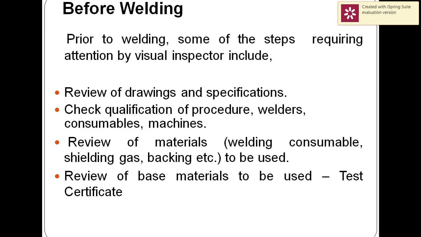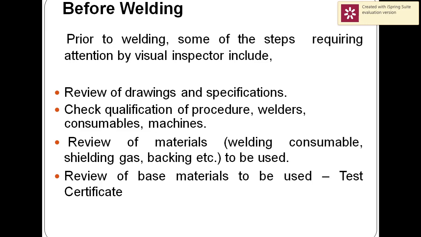Check qualification of procedure, welders, consumables or machines. For the qualification, there are two items. First one is the welding procedure specification, second one is the welder qualification report. In these cases, mostly we depend on the welders. Based on the quality of the welders, we get the quality of the welded joints. Before you recruit a welder, you have to consider a welding test, then you recruit the welding people.